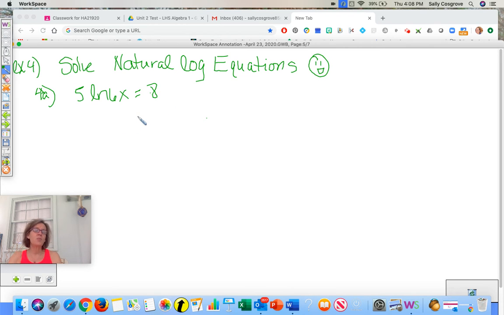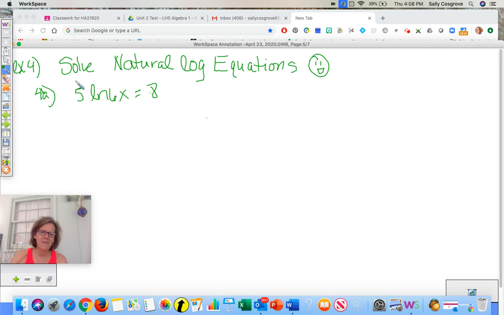That's how we're going to get it out. So think about your properties. We know how to rewrite. We know to use the power rule, the product rule, the quotient rule. And on this one, we only have one log expression. So we would not use the power rule or the product rule. I'm sorry, we would not use the product rule or the quotient rule. I don't know what the ln of x is.